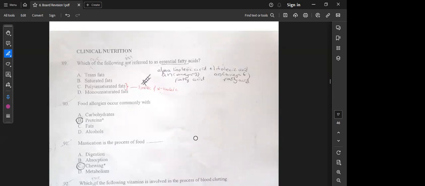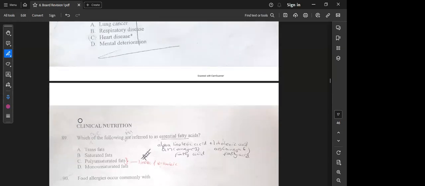Mastication is the process of food chewing. Food allergies occur commonly with proteins. Which of the following are referred to as essential fatty acids? Good discussion. I also agree on the polyunsaturated fats.